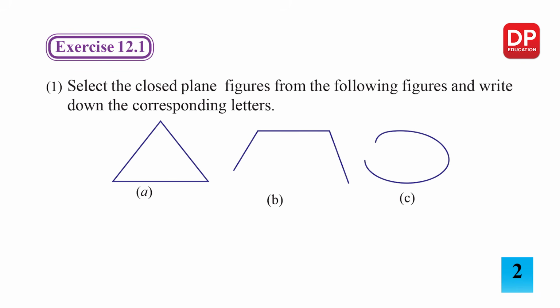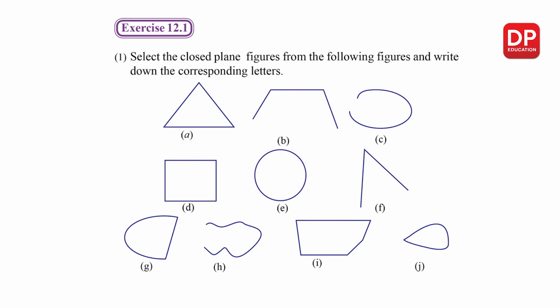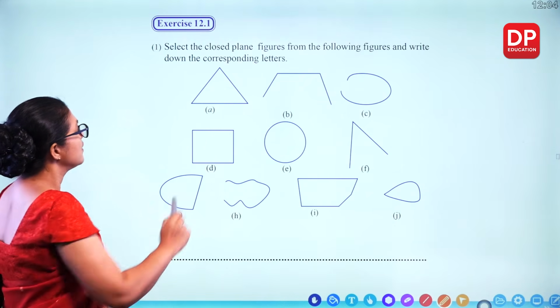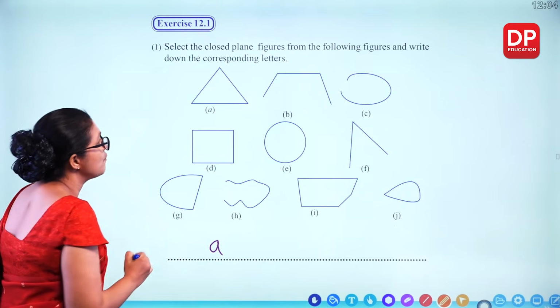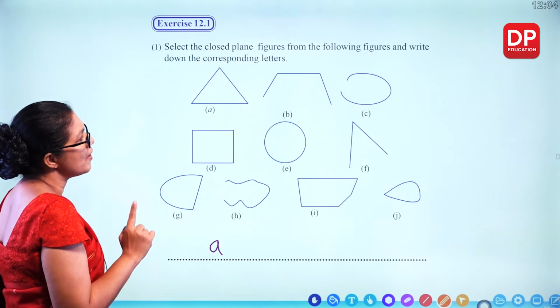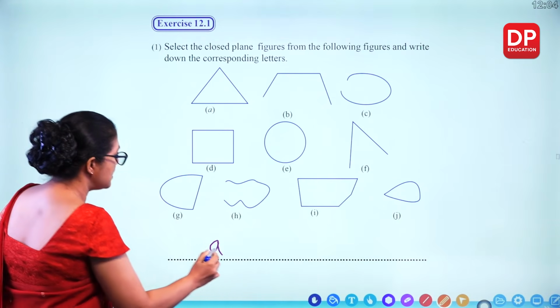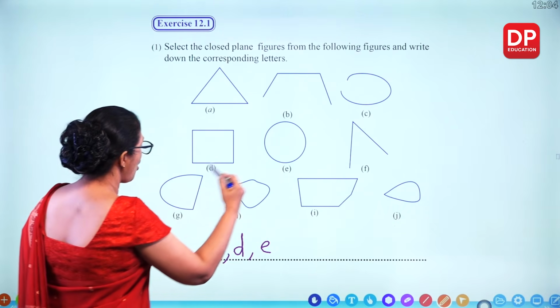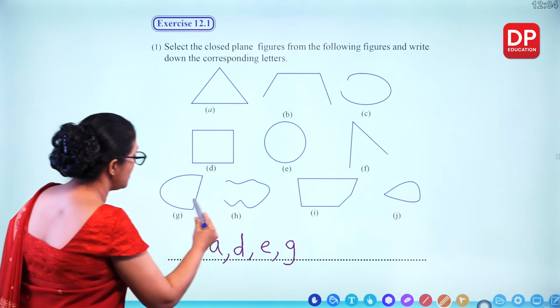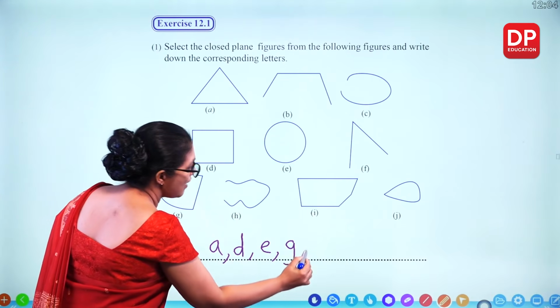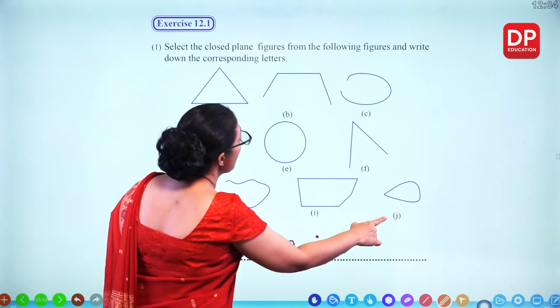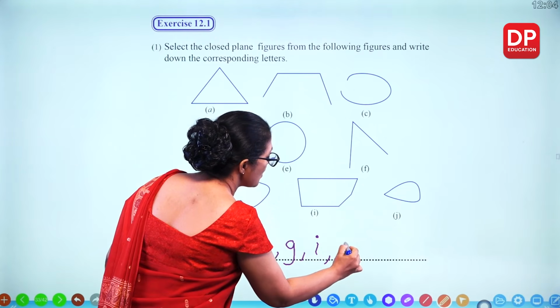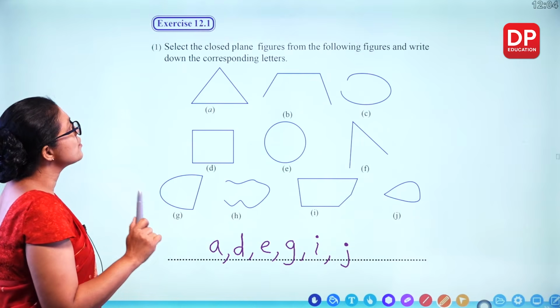Now we look at exercises in your textbook. Exercise 12.1. Select the closed plane figures from the following figures and write down the corresponding letters. Closed one. So this is a closed plane figure. B is not closed, open one. C is not closed. D is a closed one. E is a closed one. F not. And you can take G is a closed one, not H. And I is a closed one. And J is a closed one. This is just identifying closed plane figures.